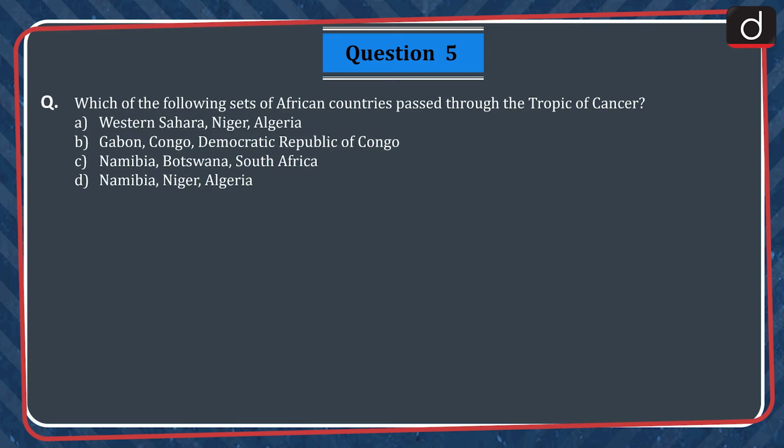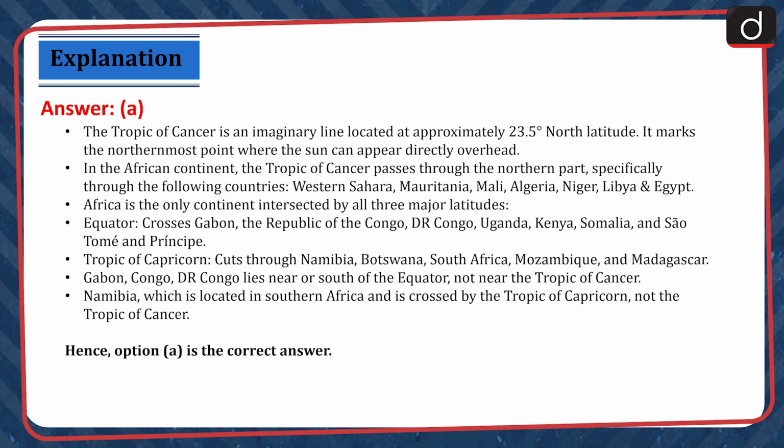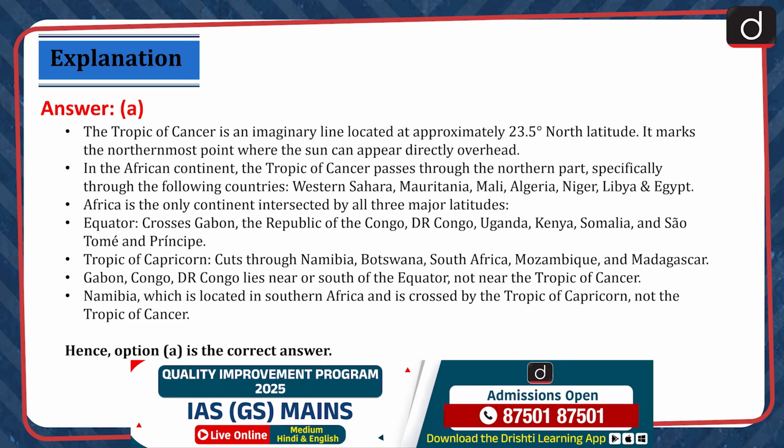Question 5. Which of the following sets of African countries passes through the Tropic of Cancer? A. Western Sahara, Niger, Algeria. B. Gabon, Congo, Democratic Republic of Congo. C. Namibia, Botswana, South Africa. D. Namibia, Niger, Algeria. The correct answer is option A. The Tropic of Cancer is an imaginary line located at approximately 23.5 degrees north latitude. It marks the northernmost point where the sun can appear directly overhead.